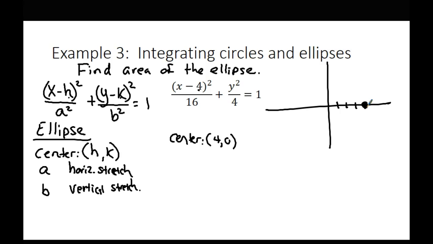Now the next thing is I need to find out what A is. A is this number down here, but it's being squared. So if this is A squared, then what does A equal? 4. That's going to be my horizontal stretch. In other words, the sides of my ellipse are going to be 4 spaces away from the center on both sides. So from here I'm going to go over 4. That's as far as my ellipse goes to the right. And then I'm going to go left 4 as well. That's as far as it goes to the left.